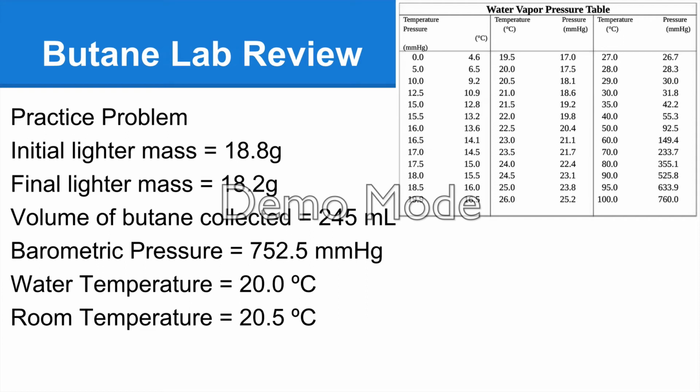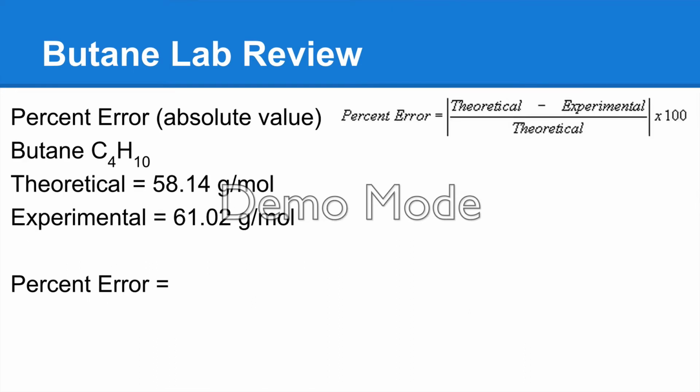All right, I'm assuming you've done this. If you do all that, hopefully you got 61.02 grams per mole. Great. We've done it. We have a value now. Is that the right value? Well, the actual molecular formula for butane is C4H10. And if we do that, then the theoretical molar mass would be 58.14. Our experimental or observed would be 61.02.